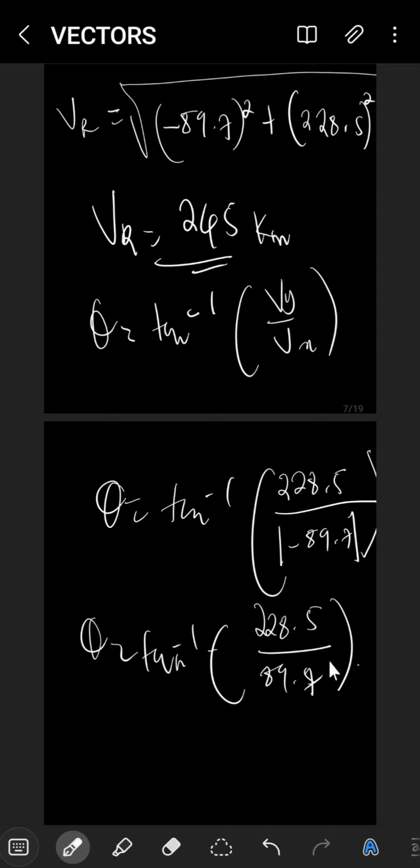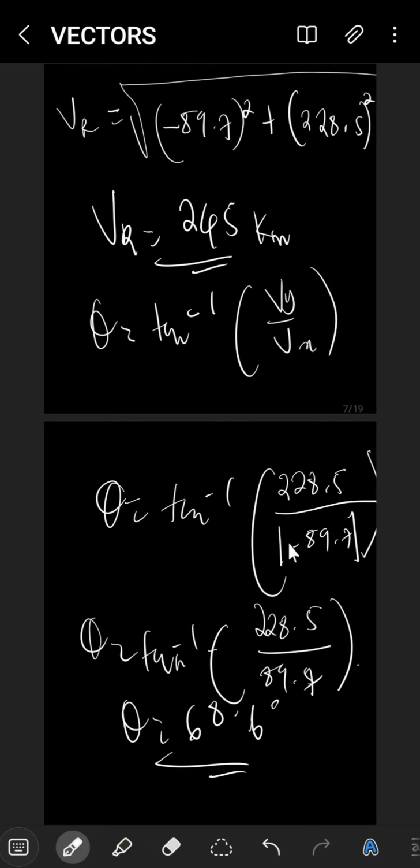So 228.5 divided by 89.7, then we can say shift tan, open brackets, answer, close brackets. That should give you an angle of 68.6 degrees. Okay, but this is not the angle we are looking for.